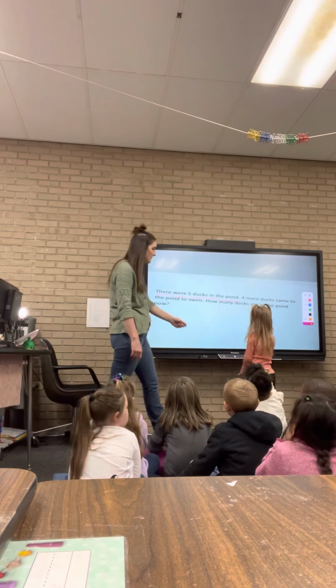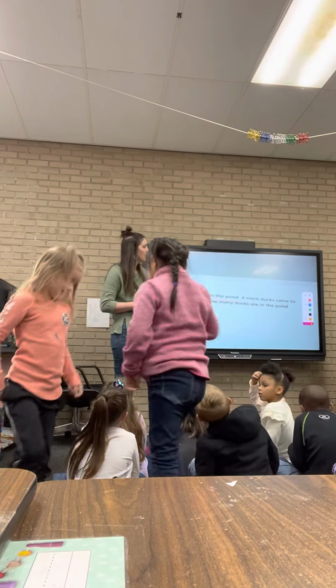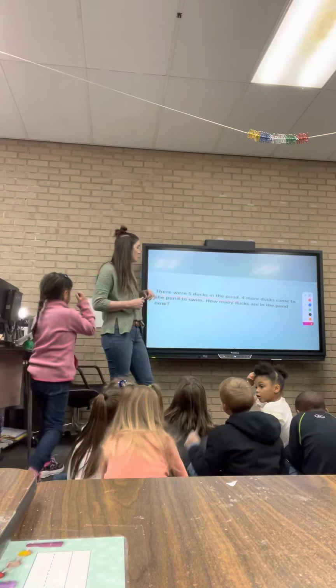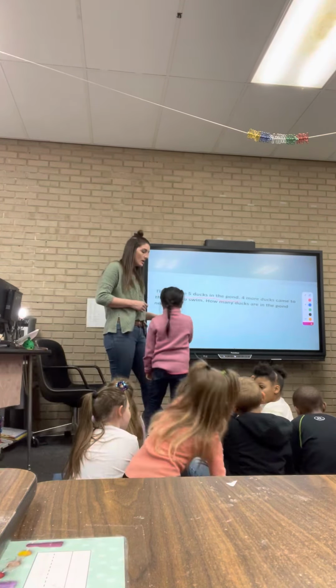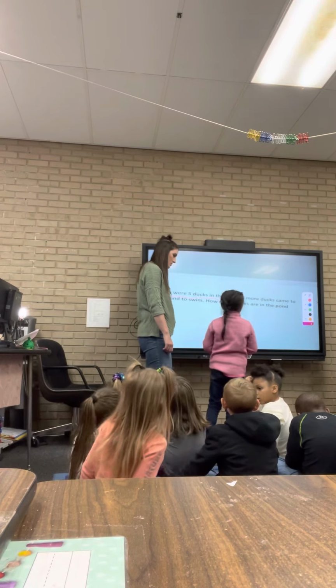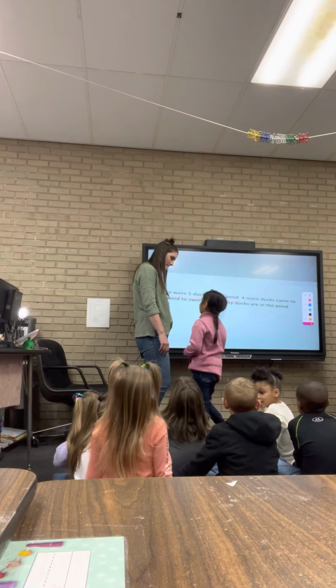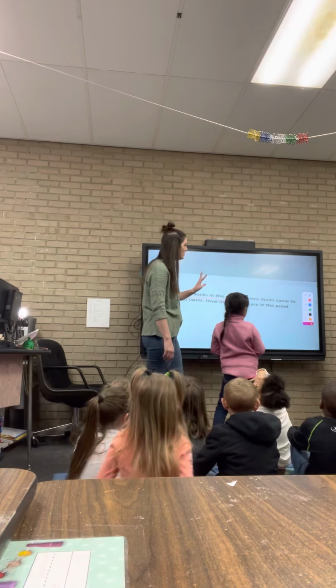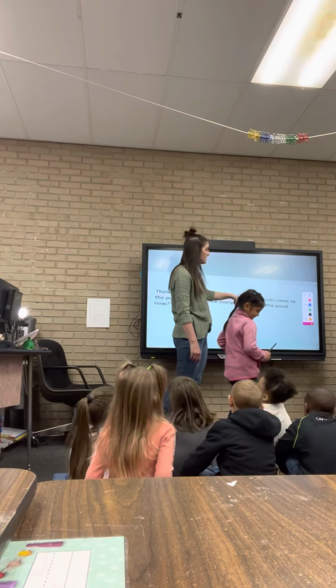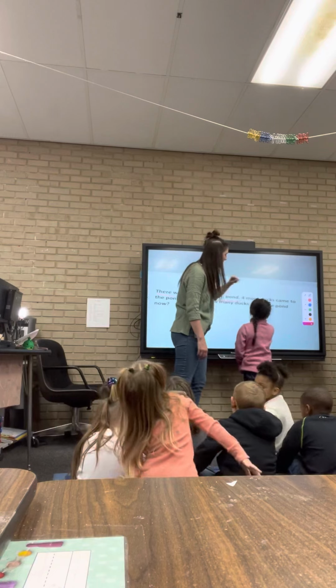Okay, Allison, you want to come up here? Thank you, Lynn. So our next sentence: 4 more ducks came to the pond to swim. Is that something we know, or is that a question? What do you think? Well, that's something we know, because we know that 4 more ducks came over to the pond. So let's underline it. We're going to underline from the 4 all the way to the end.